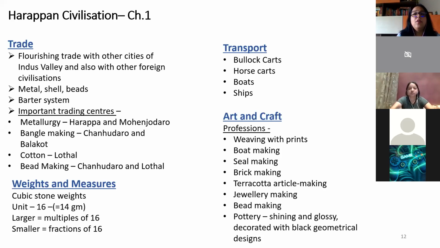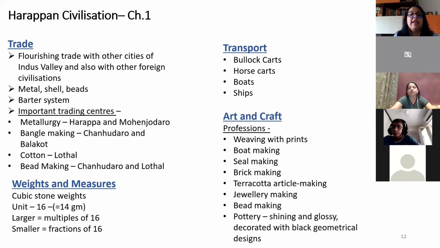So how did they go? I told you yesterday, Lothal. In Lothal, there was a dockyard. From there ships used to go carrying all their goods to Mesopotamia, and ships used to arrive carrying goods from Mesopotamia. What all did they trade in? What are the things that they sold and they bought? They sold metals, shell, beads. So metals and shells and beads.